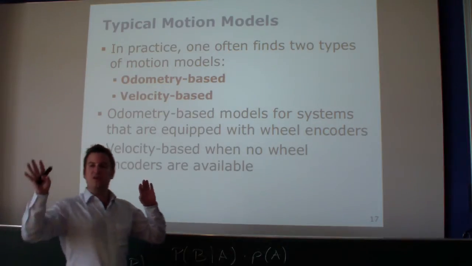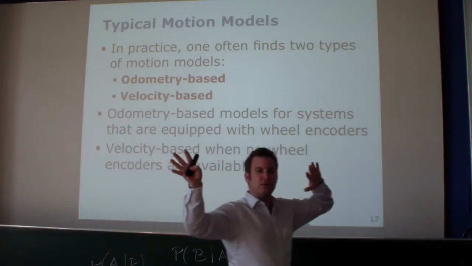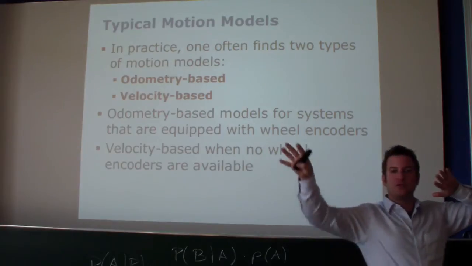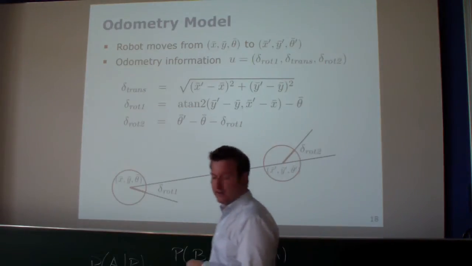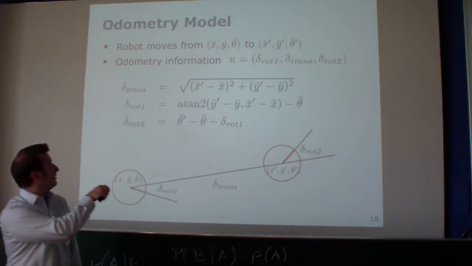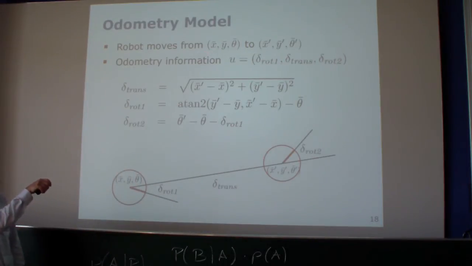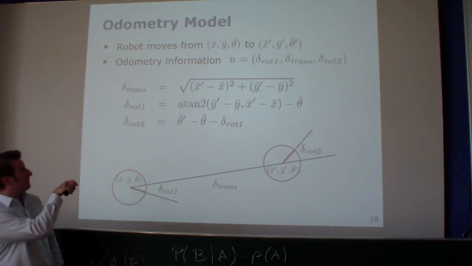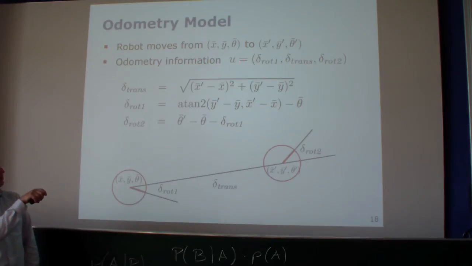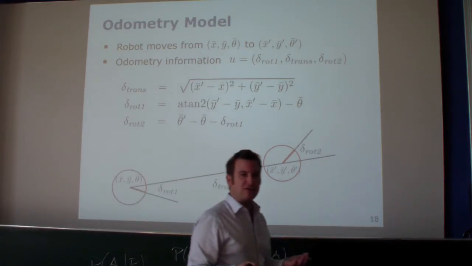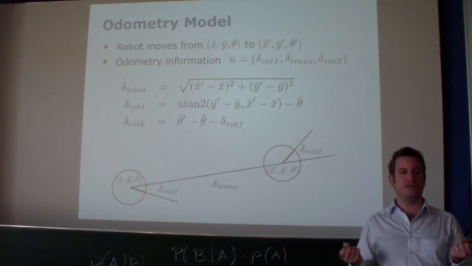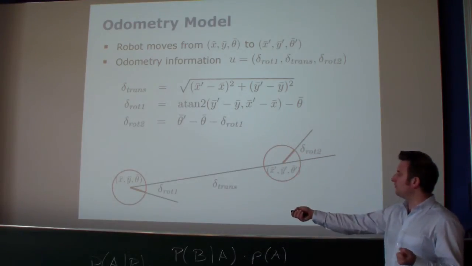What you typically want to do is, given two positions of the robot, how can I describe the relative motion between these two positions? And this can be done based on these equations over here. So given that the robot moves from x, y, theta to x', y', theta', and we have the odometry information which we want to compute, we want to express this motion by two rotations and a translation.